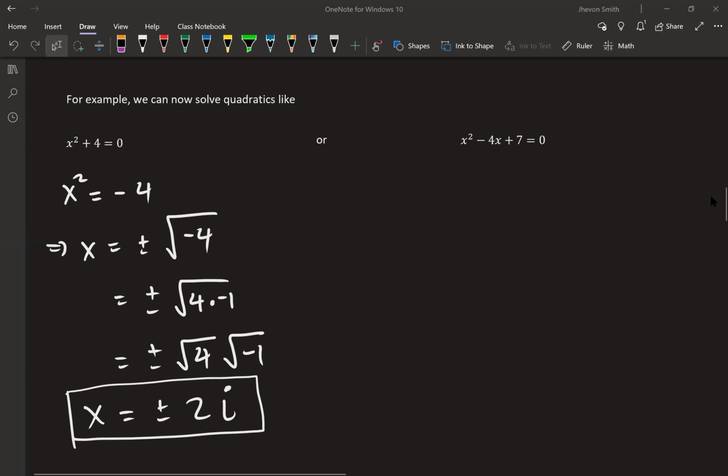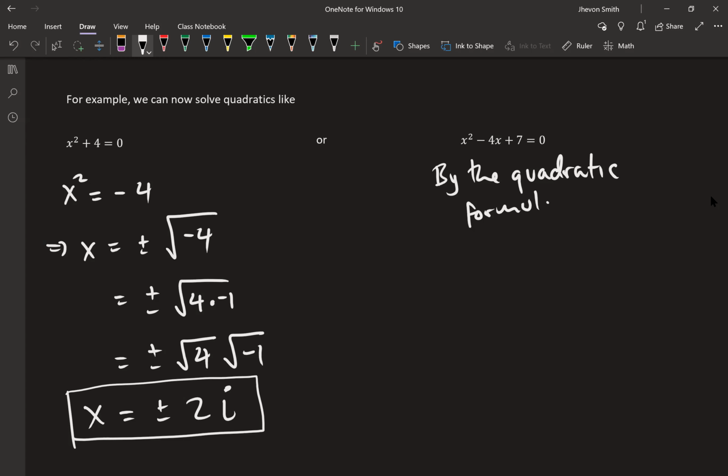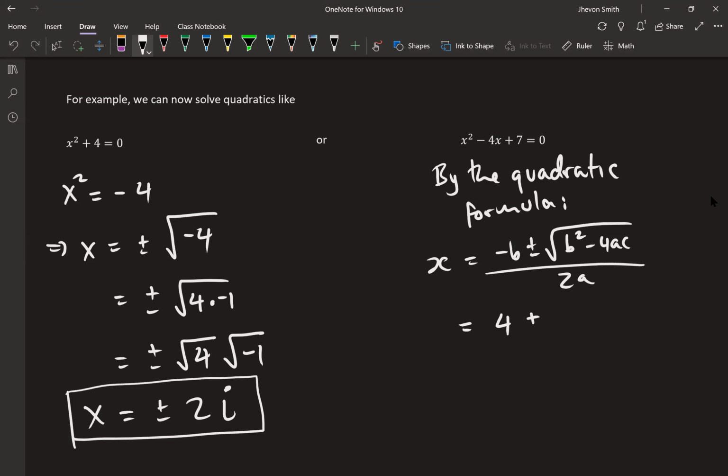So here you have a quadratic equation. This one is hard because you can't really factor it, but you can use the quadratic formula. So here you can do it by the quadratic formula. Your x is equal to minus b plus or minus the square root of b squared minus 4ac all over 2a. Then you plug that in. So your b was -4, so minus b is 4 plus or minus the square root of b squared. That's 16 minus 4 times a times c, that's 7, all over 2 times a.